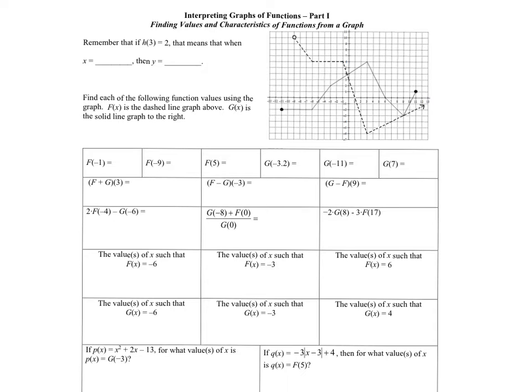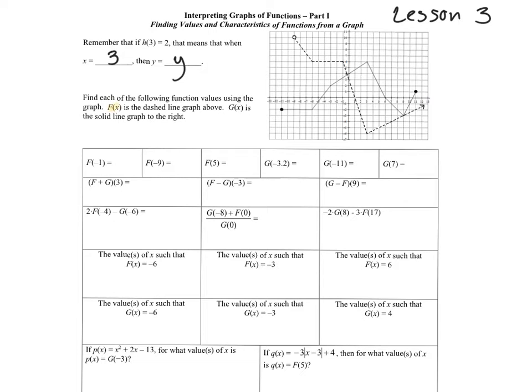All right, guys, interpreting graphs of functions, part 1 is lesson 3. Here we're going to be looking at functions graphically and then interpreting what it means at specific points and doing a little math, and we're going to explain it really well. Remember that if h of 3 is equal to 2, that means that x is 3 and y is 2. Now, here we have two functions that are being graphed.